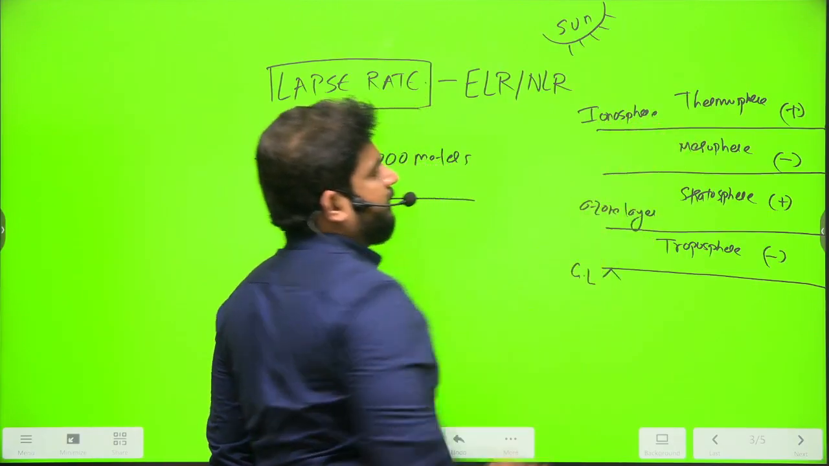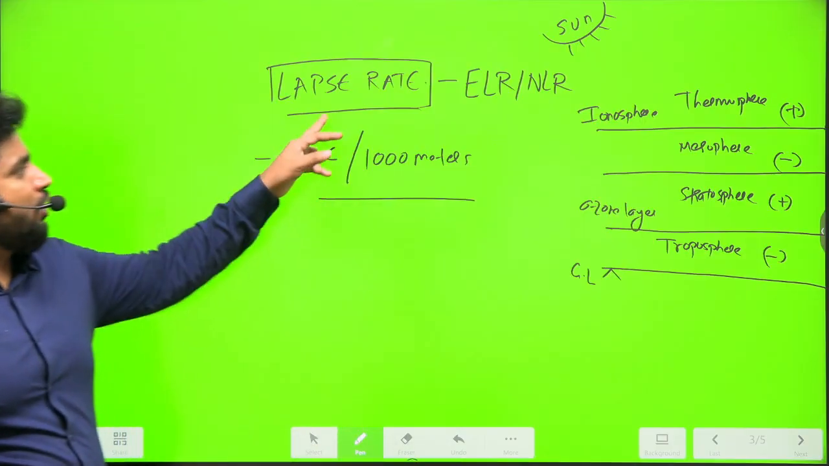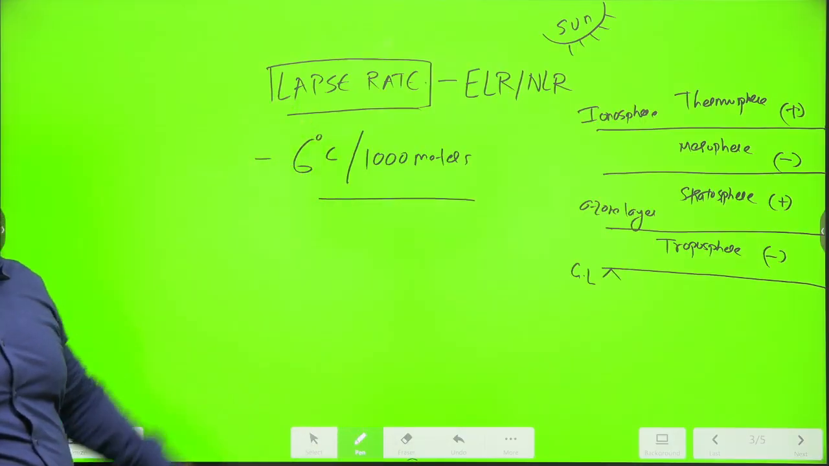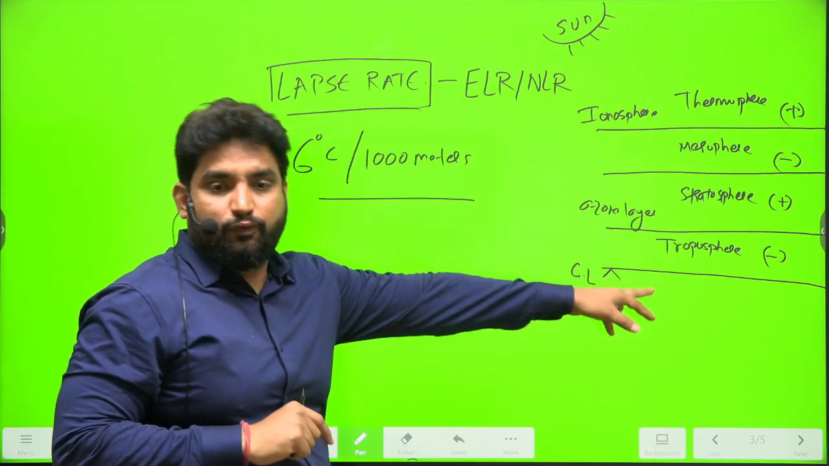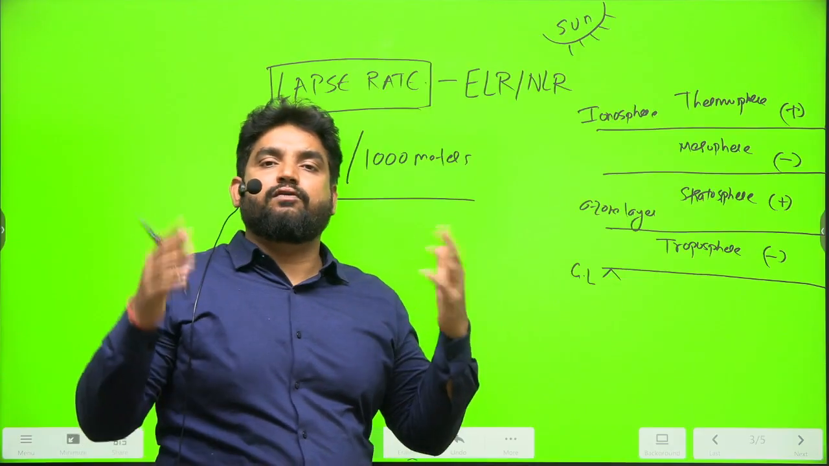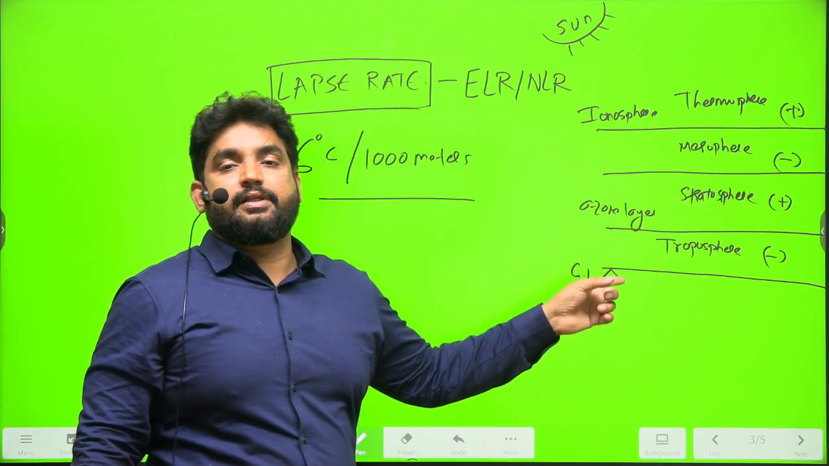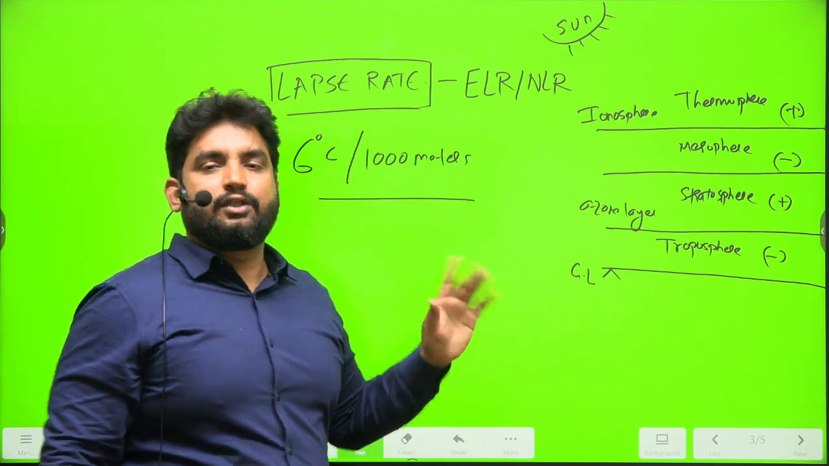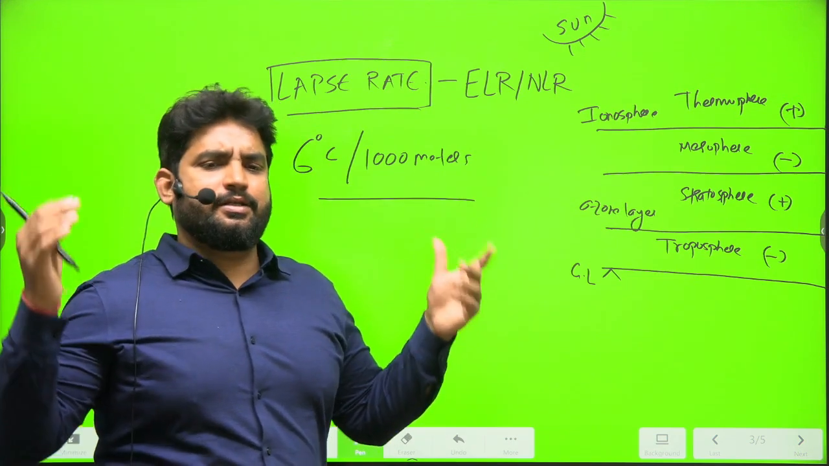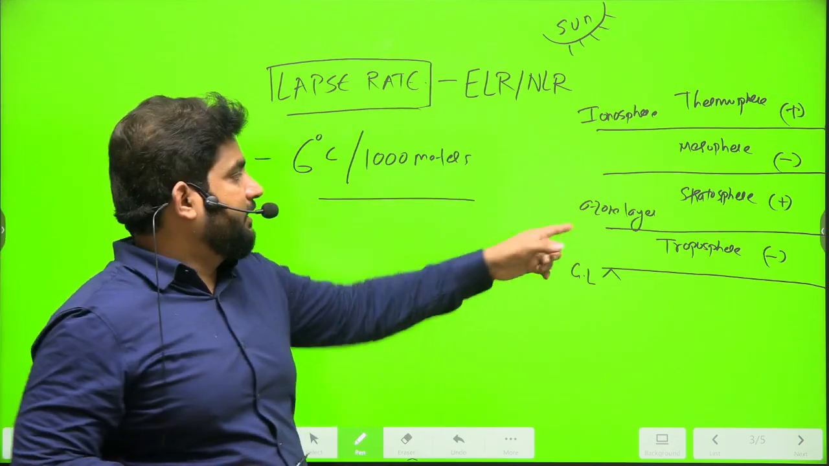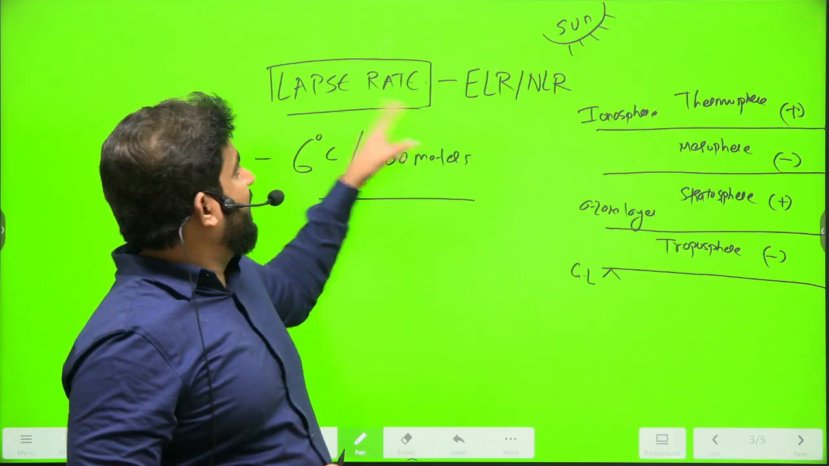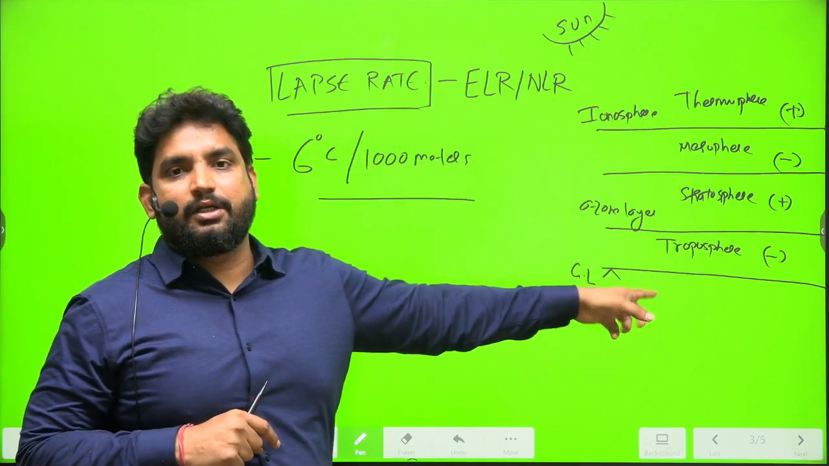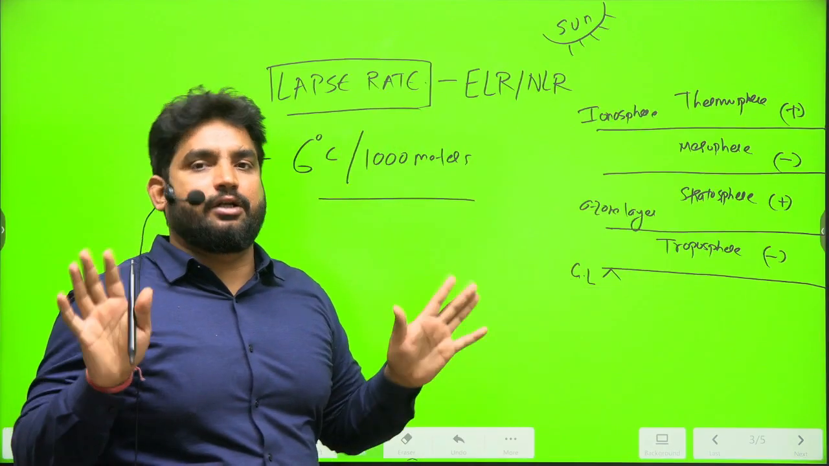Now, students, when we talk about lapse rate, we are mainly concerned with the troposphere, because we know that most of the climatic events take place in the troposphere. The formation of clouds, hail, hailstorms, rains, everything takes place mainly in the troposphere. So when we talk about lapse rate, we are mainly concerned with the troposphere.